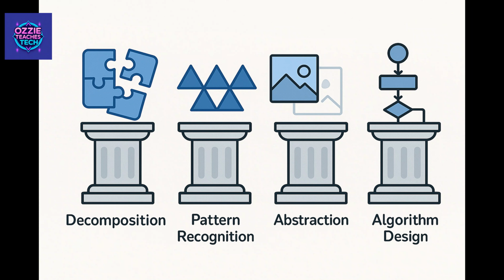2. Decomposition and abstraction. Let's say IB gives you a problem. Design a system to manage a library. A weak student jumps straight into code. A strong student says, first, I'll decompose this into user management, book inventory, checkout system, and late fees. Then I will abstract. For now, I'll focus on the checkout algorithm and assume user authentication already works. See the difference? You are showing you can think strategically before coding.